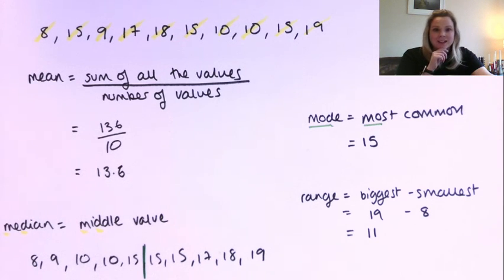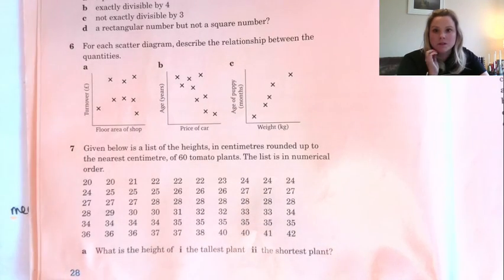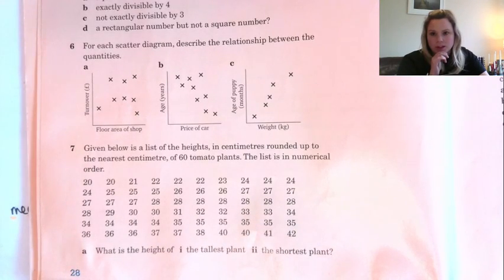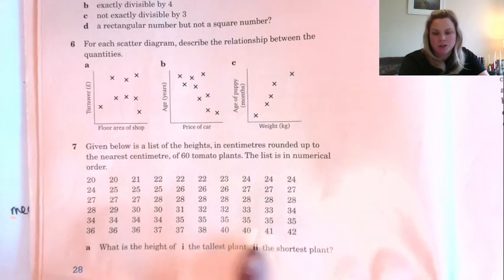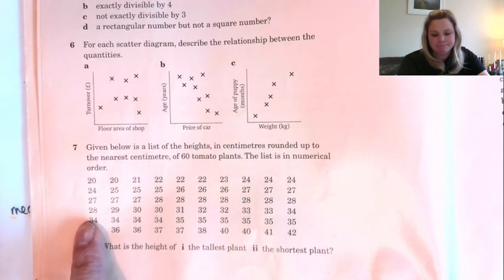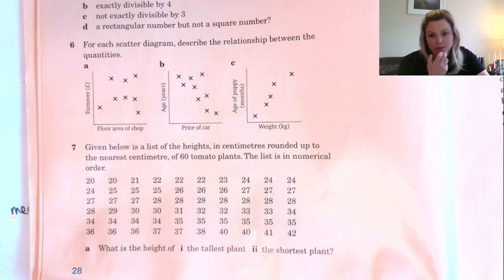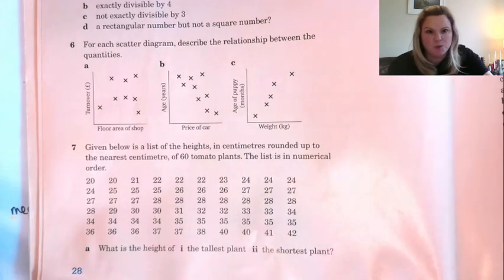questions today. I'm just going to have a quick look over some of the questions here with you, okay? So one of the ones you're going to be doing here is question 7, and you can see here we have got a bunch of heights of tomato plants. So you've got a bunch of heights here, and it asks you in this question to complete a frequency table. So I just want to remind you what that actually means.